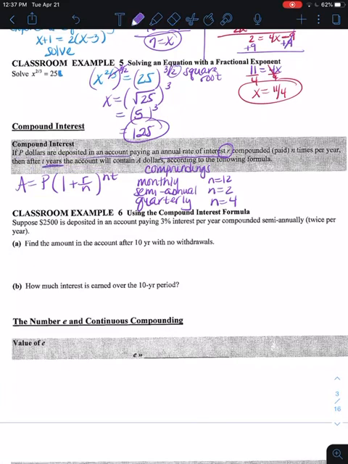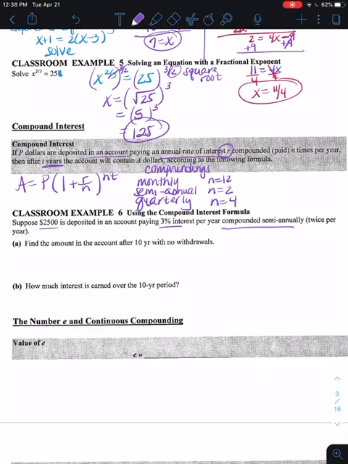So T years. All right, so let's look at an example. Using the compound interest formula, suppose $2,500 is deposited in an account paying 3% interest per year, compounded semi-annually. They were nice and told you that's twice per year. But if they didn't give you that information, you would need to know that semi-annual is twice, or n equals 2.